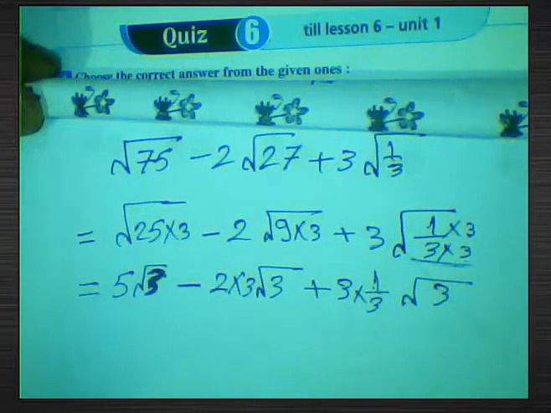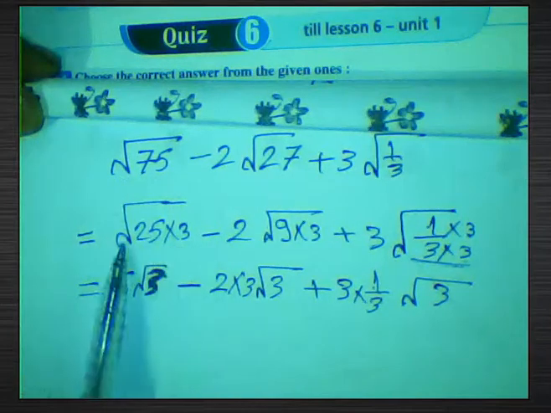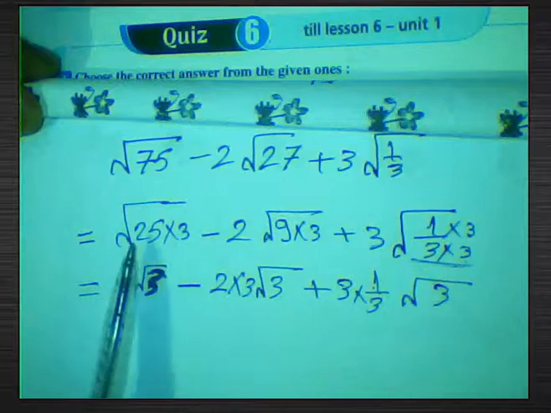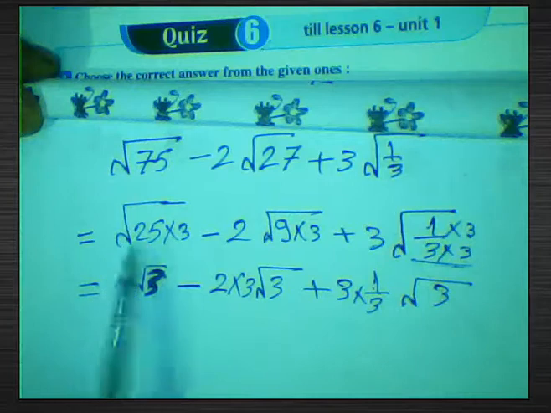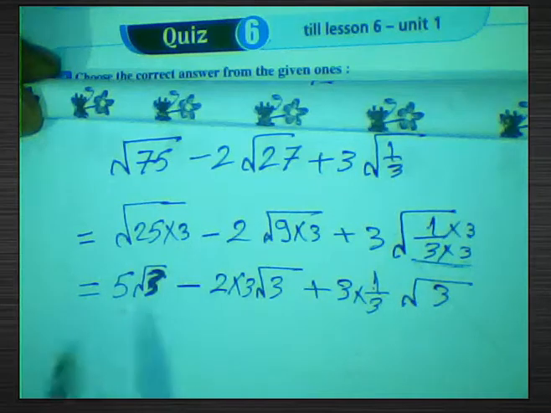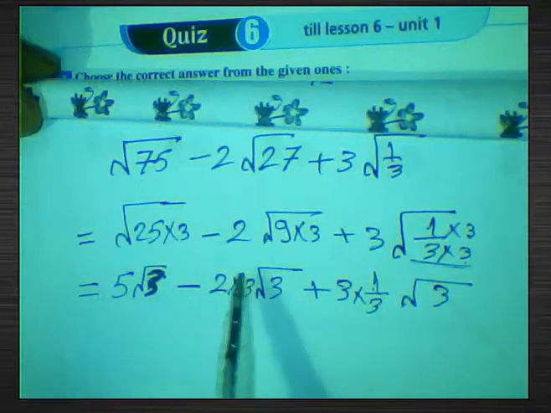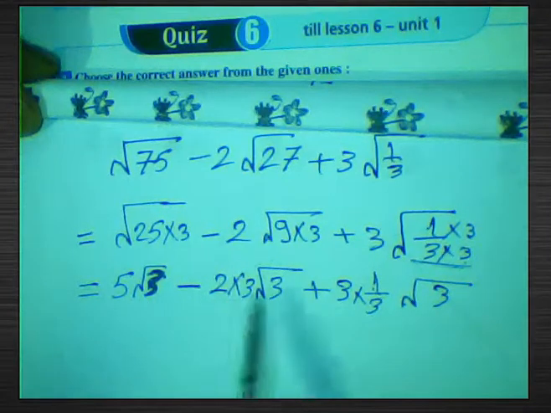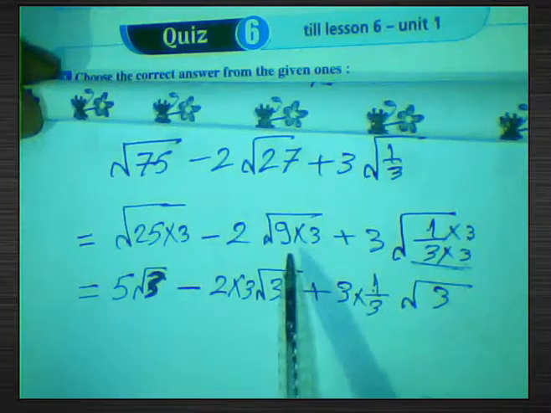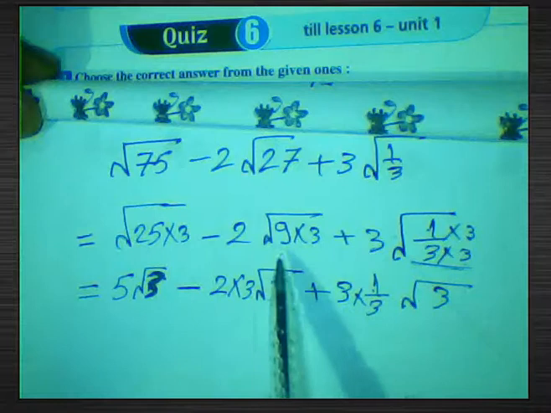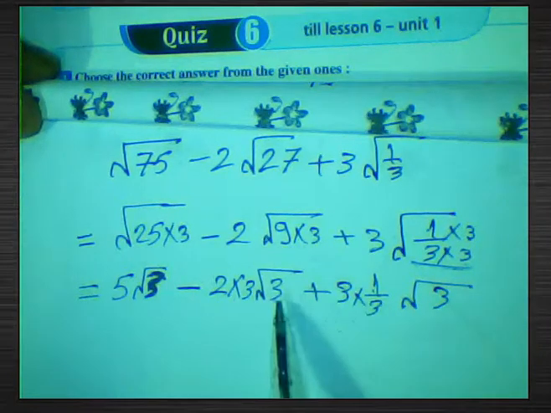Again, the square root of 75 equals 25 multiplied by 3. We will distribute the square root to 25 and 3. The square root of 25 equals 5, and the square root of 3 we will write here. It means 5 multiplied by the square root of 3, subtract 2 multiplied by 3 square root of 3, because 27 equals 9 multiplied by 3, and we will distribute the square root of 9 and 3. The square root of 9 equals 3, and the square root of 3 equals the square root of 3.